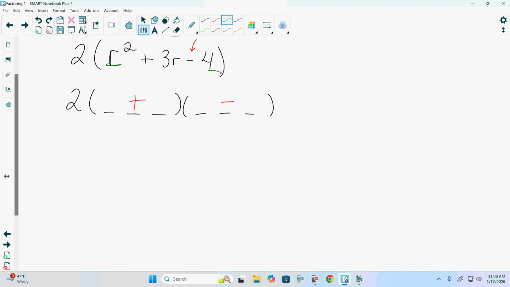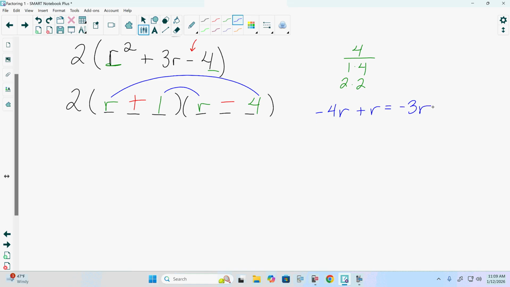Factors of the first and third term, factors of r squared have to be r and r. Factors of 4 are 1 and 4 or 2 and 2. 1 and 4. We're just going to plug them in and check. R times negative 4 is negative 4r. 1 times r is positive 1r. Negative 4r plus r, negative 3r.